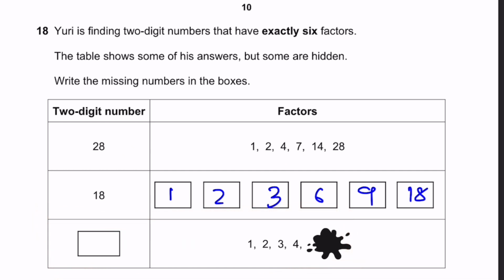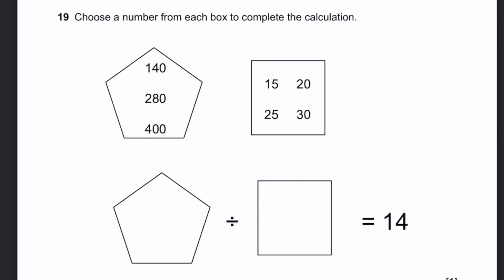As you have 6 factors over here, that means there will be 2 more factors left. So I'll make them as dashes. Now when we cancel out the edges, we get 3 and 4 as the middle numbers. That means 3 into 4 is going to be the actual 2-digit number, which is equal to 12. That's the answer.